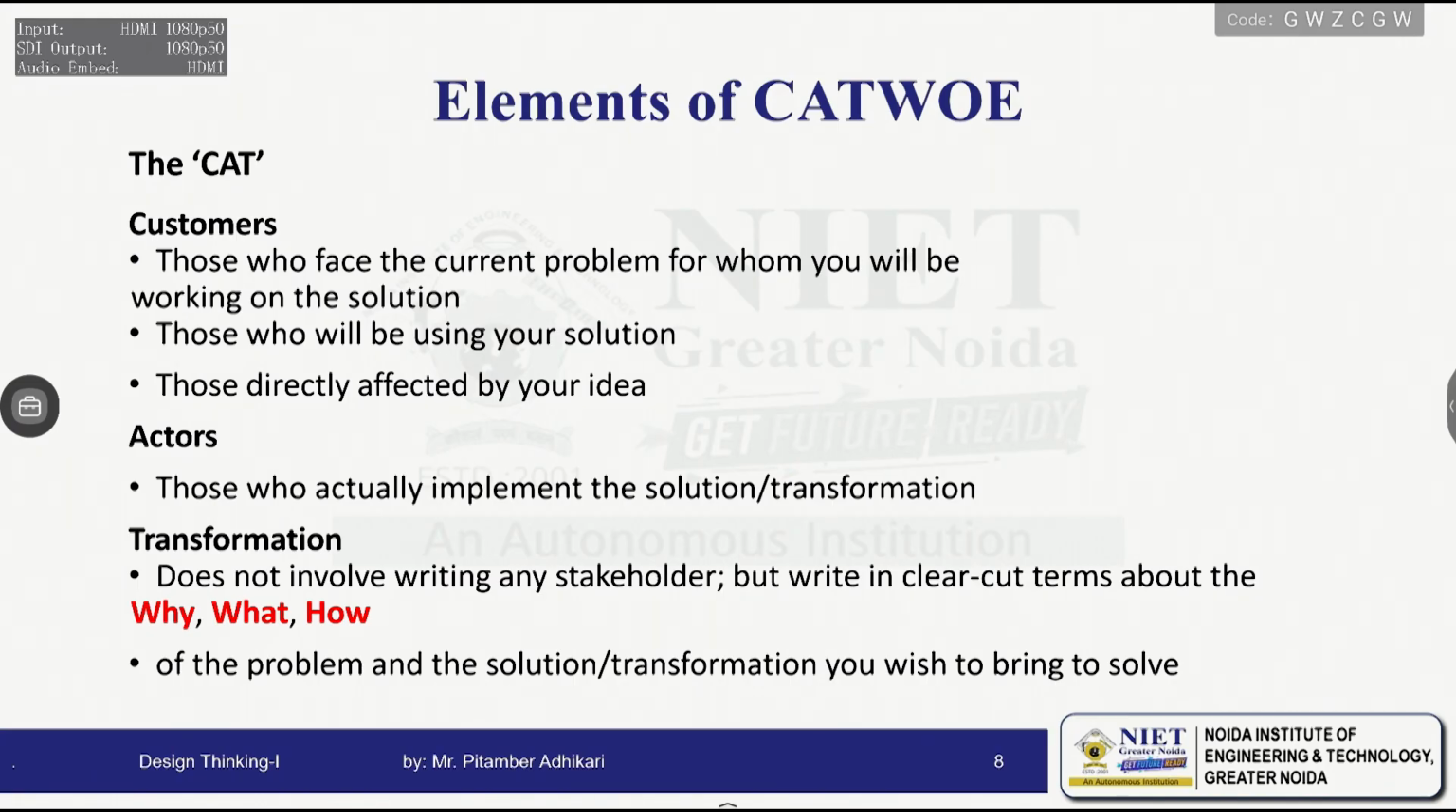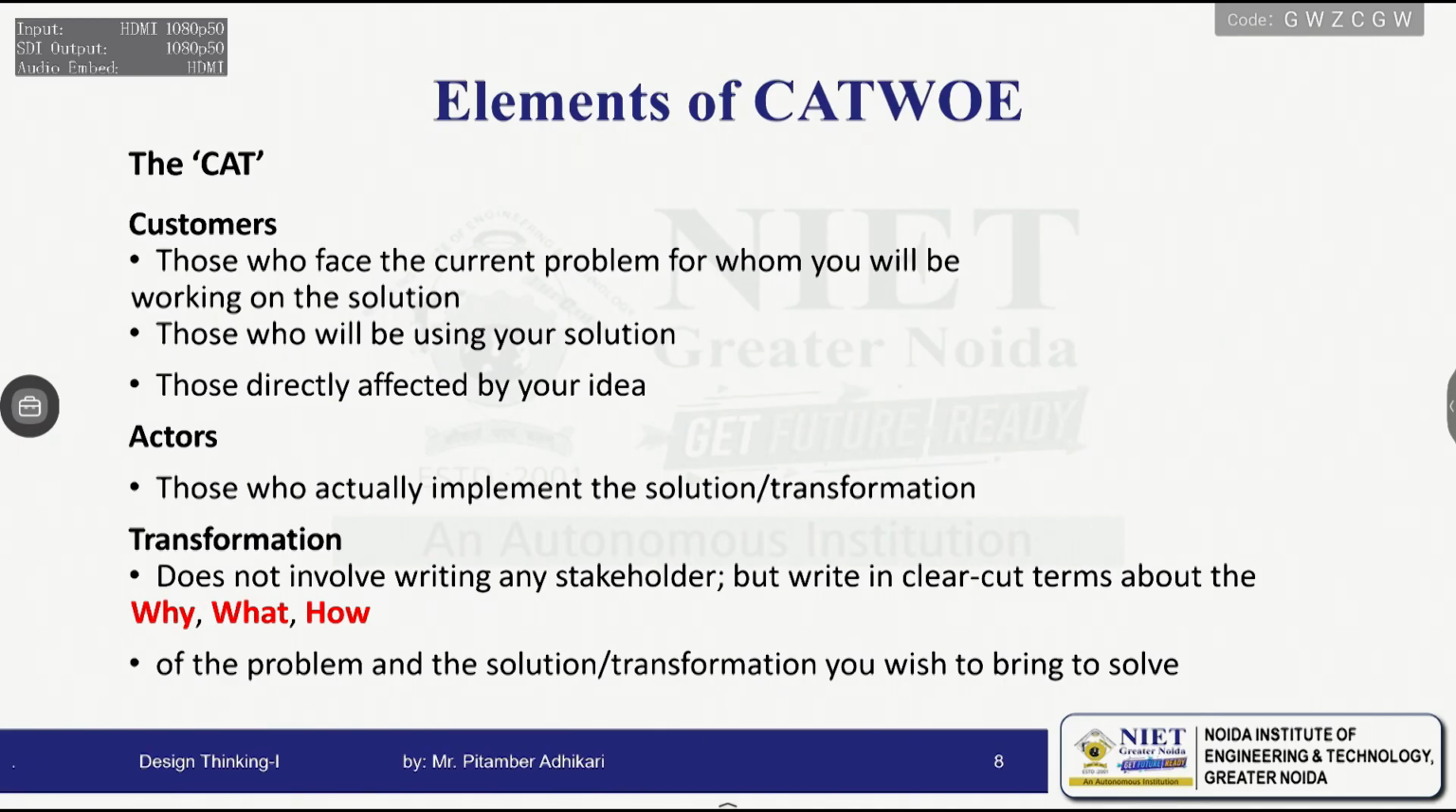First we will look at the meaning of these different categories. The first one is customer. In this category we will put those who will face the current problems, for whom we will be working on the solution. Customers are those stakeholders who will directly face that solution. Whoever, a person, group of persons or any organization that will directly face that solution, we will put in the category of the customer. In other words, those who will be directly affected by our solution or idea.